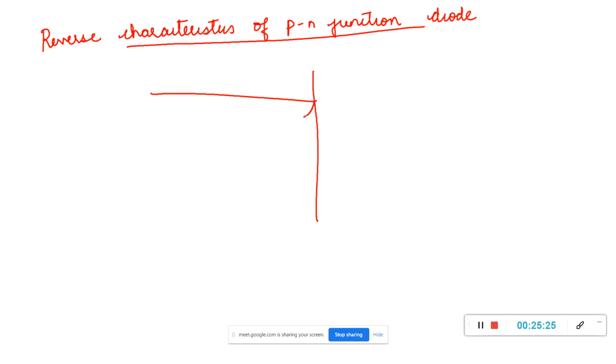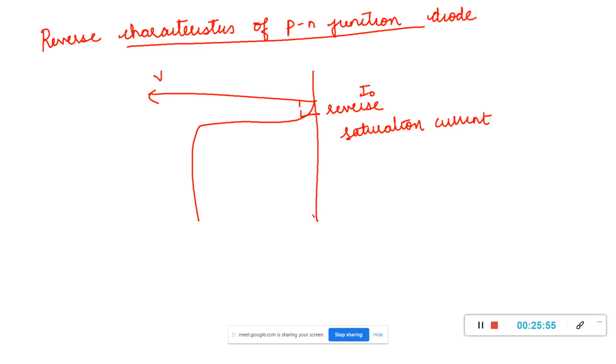So here, the reverse characteristics. This shows the reverse biased characteristics, that is, reverse characteristics. This point is known as I naught, and it is known as the reverse saturation current.